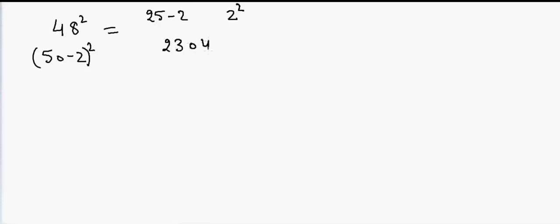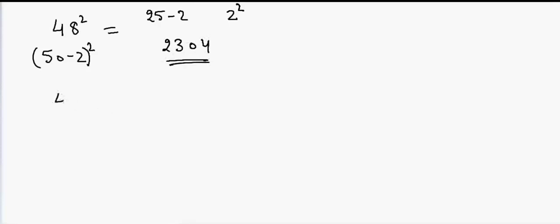Hi everyone, in this video we'll talk about some quick math tricks which can be used for faster calculation without using a calculator. First we will start with numbers close to 50, if you want to take the square of those numbers. For example, if we have 48 square, how will we calculate this? 48 is close to 50, so it is (50 minus 2) square. In this case we'll subtract 2 from 25, and then we'll do 2 square. So the answer will be equal to 2304.